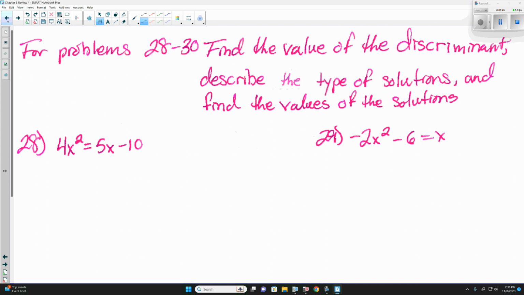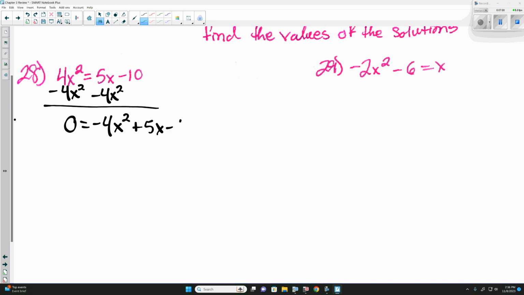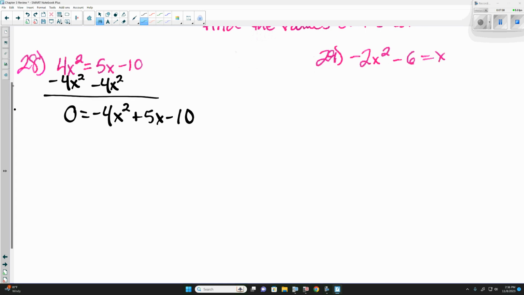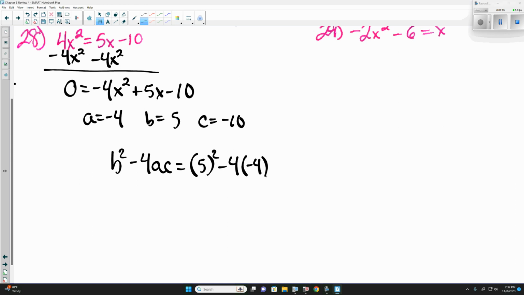When we look at the first one here, 28, to find the discriminant, we do need this equal to 0. Now we just plug it in. If we were trying to solve, I would make a be positive to go from there, but since we're not solving, we just want to find the value of the discriminant. So a is -4, b is 5, c is -10. b squared minus 4ac: 5 squared minus 4 times -4 times -10.